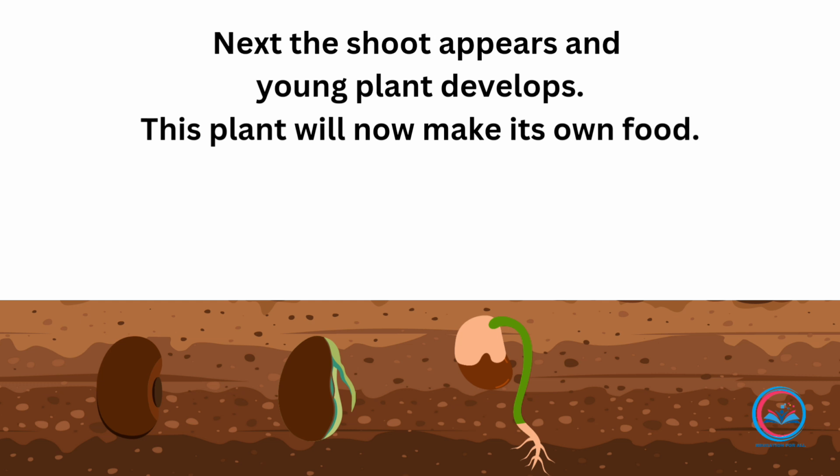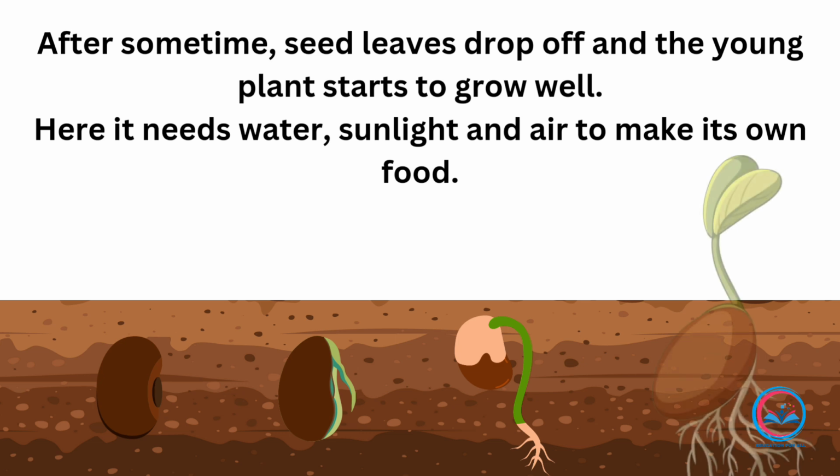Next, the shoot appears and the young plant develops. This plant will now make its own food in order to grow more. Then, after some time, the seed leaves drop off and the young plant starts to grow well. Here it needs water, sunlight, and air to make its own food and develop into an adult plant.